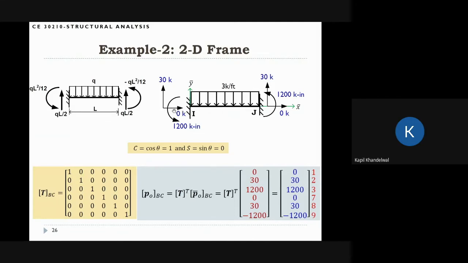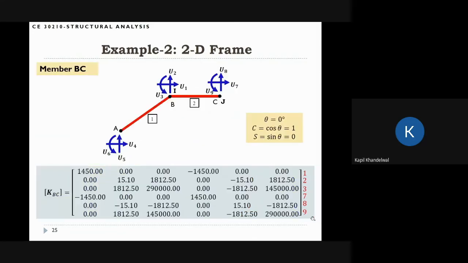Again, the axial force is 0, and the shear is 30, and the moment is 1200 kip-inch. Okay, so make sure that you use the correct unit. I'm using kips and inches, so just make sure that you don't make a mistake in the units. And the ordering should be 1, 2, 3, 7, 8, 9. So it's the same ordering that we used here.